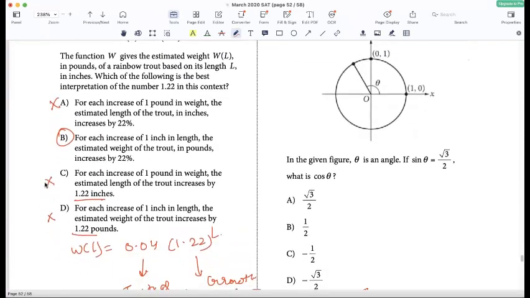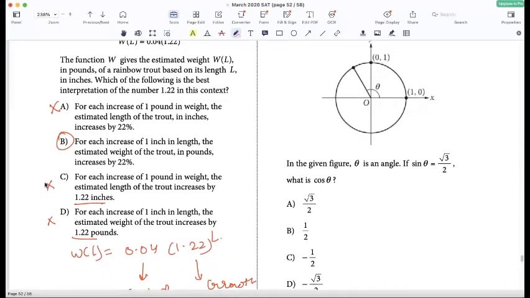Okay, in the given figure, theta is an angle. If sine theta is √3/2, what is cos theta? So we know that sine squared theta plus cos squared theta is 1. So cos squared theta is 1 minus sine squared theta, which is 1 minus 3/4, which is 1/4. So cos theta is plus minus half.